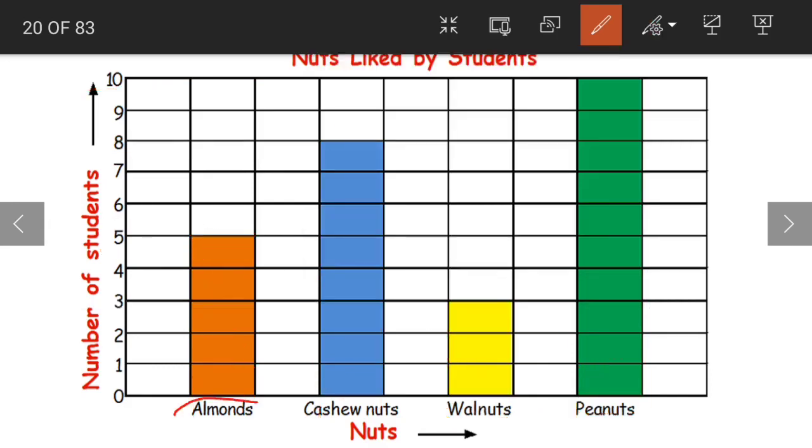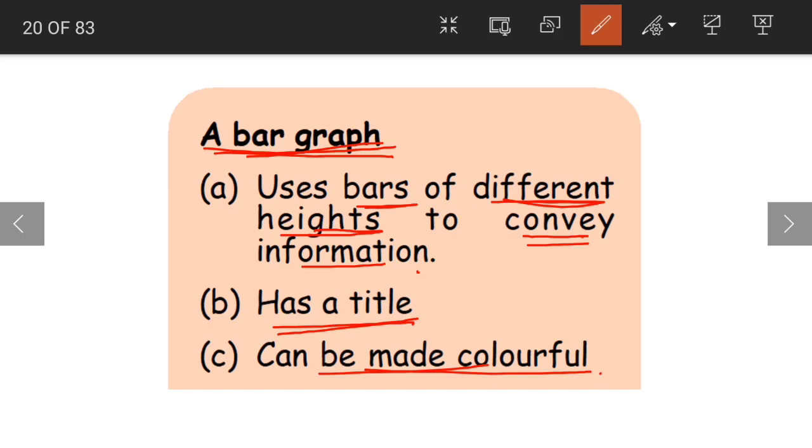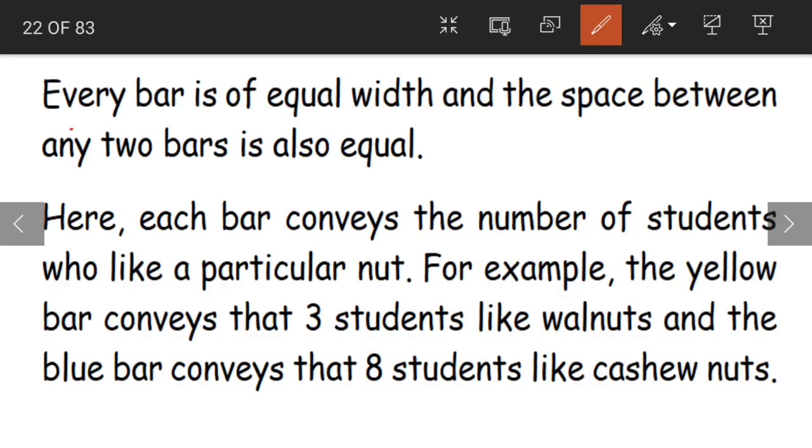See, if someone asks you by looking at this graph, you have to answer them. Like how many students like walnuts? So go to walnuts. It is ending here, right? Now go in the vertical line and see what is the number it is pointing to. It is pointing to 3. So that means 3 students like walnuts. I hope this is clear.